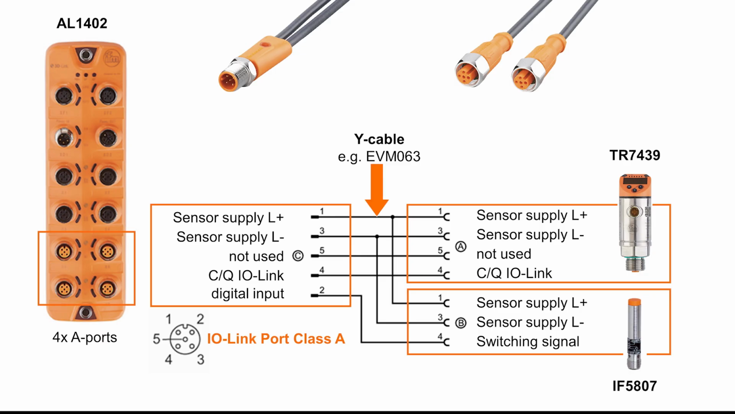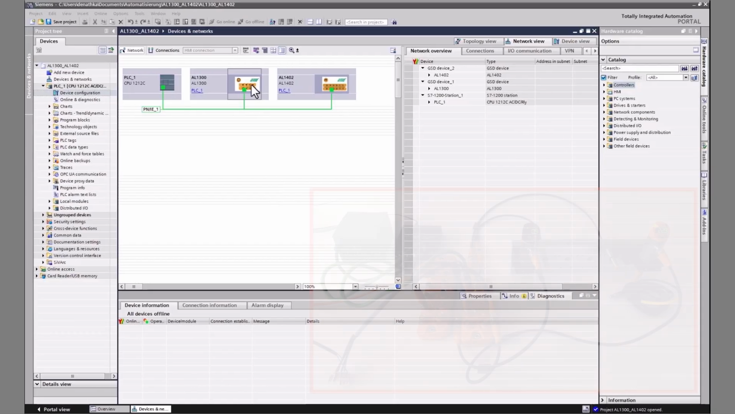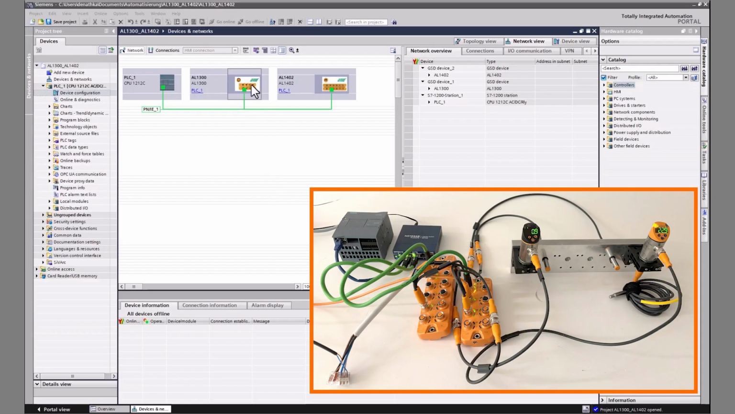As in the previous example, we use a Y cable to connect the I/O link signal from the TR7493 temperature sensor to pin 4 of the A port. We also use an IF5807 inductive sensor for the digital switching signal and connect it to pin 2 of port number 5. Let's have a look at the setup in the TIA Portal programming software from Siemens.